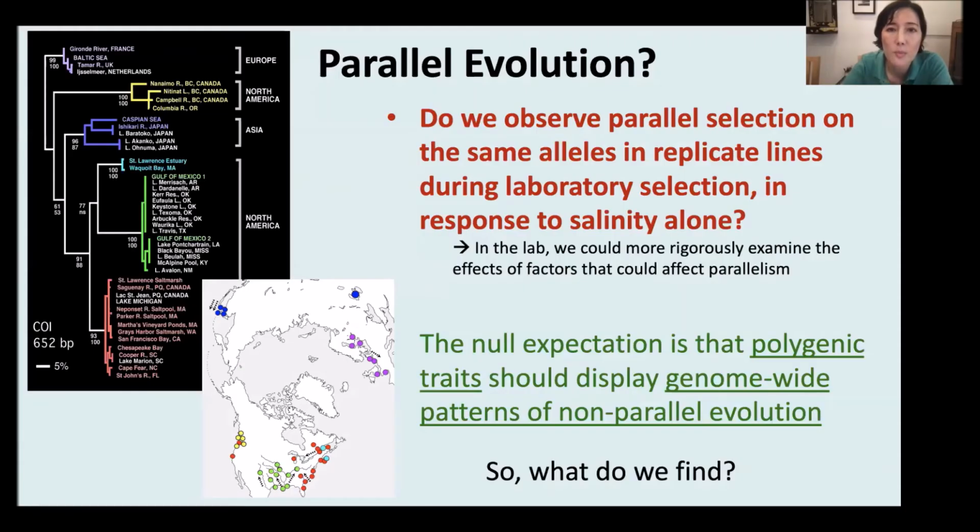Thanks for the question. So given that we see these signatures of parallel selection in the wild populations, do we observe parallel selection acting on the same alleles in replicate lines during laboratory evolution experiments in response to salinity alone? So in the laboratory, we could more rigorously examine the effects of factors that could affect parallelism. And again, the null theoretical expectation is that polygenic traits should display genome-wide patterns of non-parallel evolution.